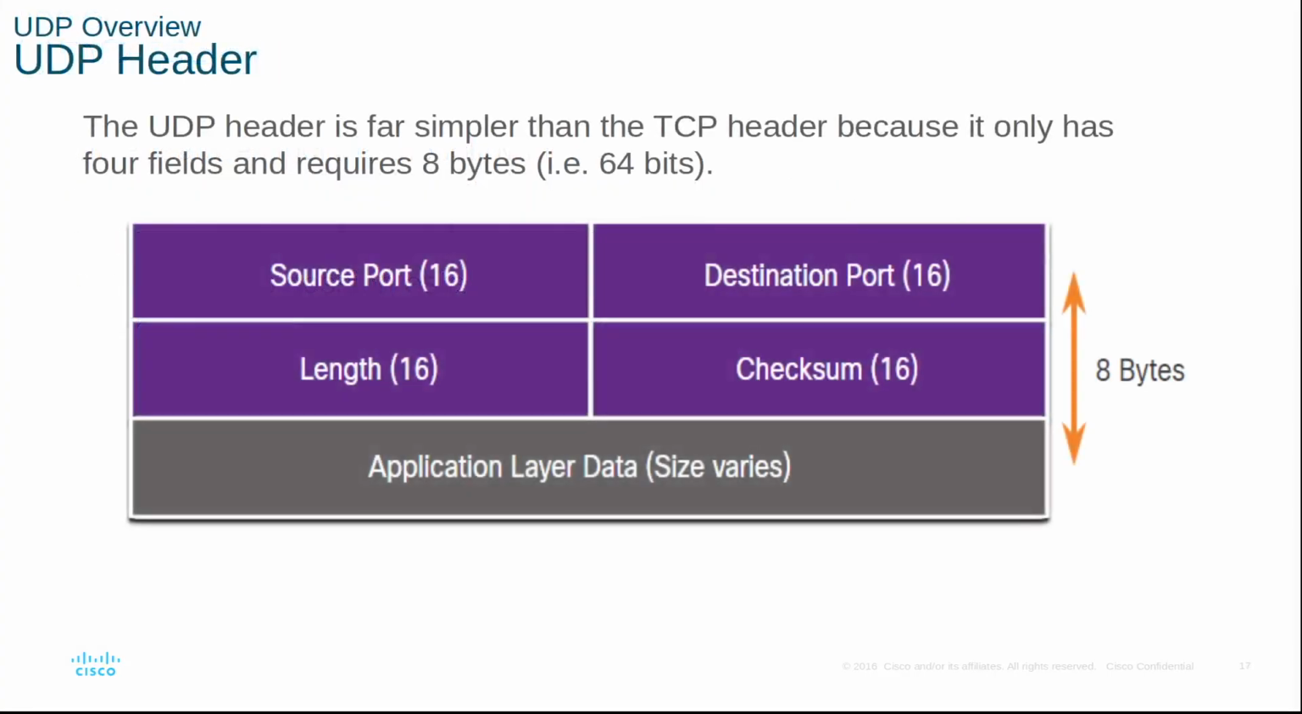Because it's a lot simpler, the header's a lot simpler. There's only 4 fields required, and it's 8 bytes in total. It's a 64-bit field. Much smaller overhead, right?